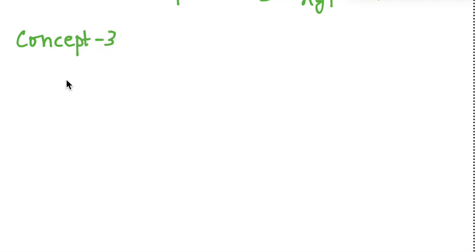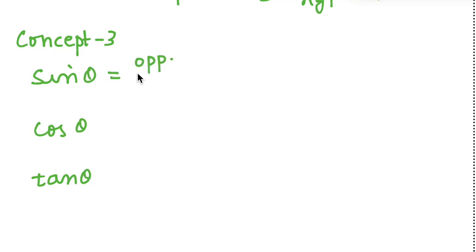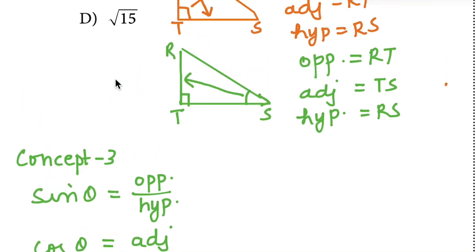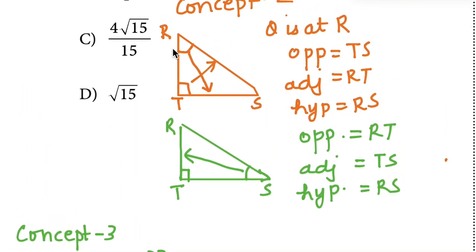Concept 3 is sine theta, cos theta and tan theta. These are three trigonometric ratios. Sine theta is opposite over hypotenuse. Cos theta is adjacent over hypotenuse. And tan theta is opposite over adjacent. These are the three trigonometric ratios. And theta, again, depends upon which angle it is at, so sides may change.